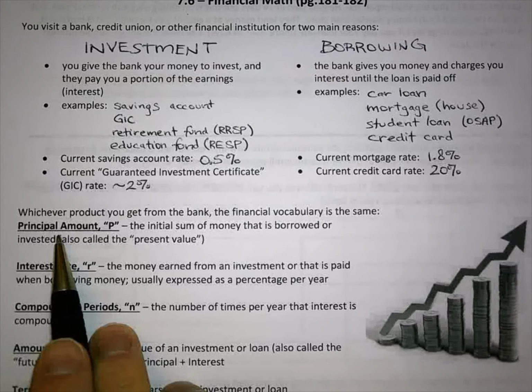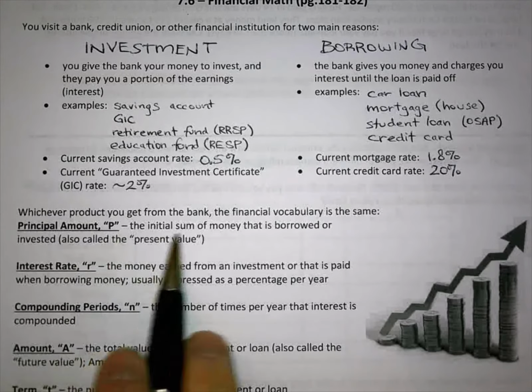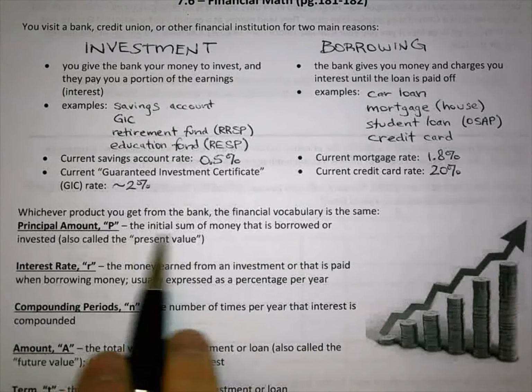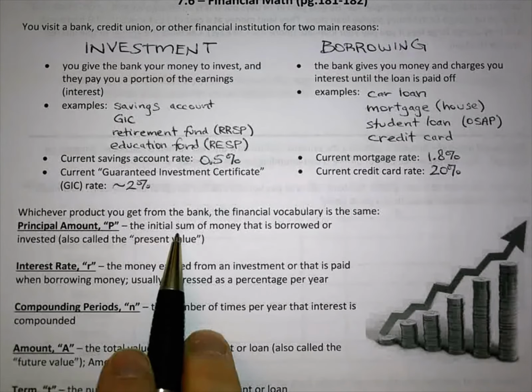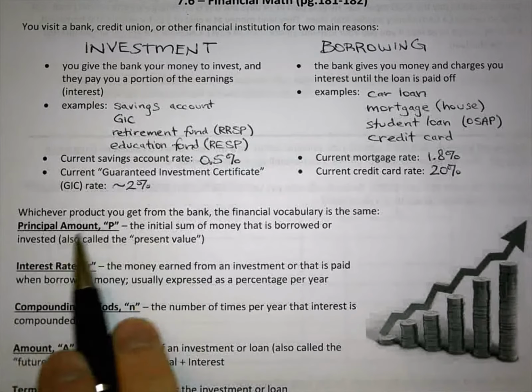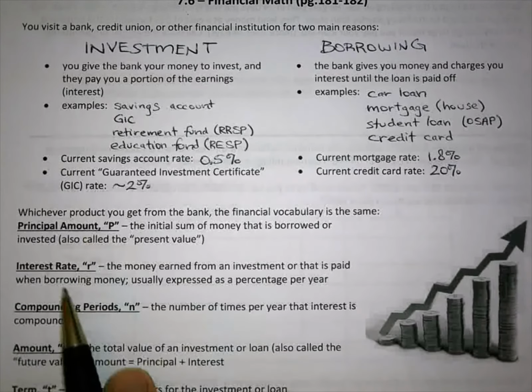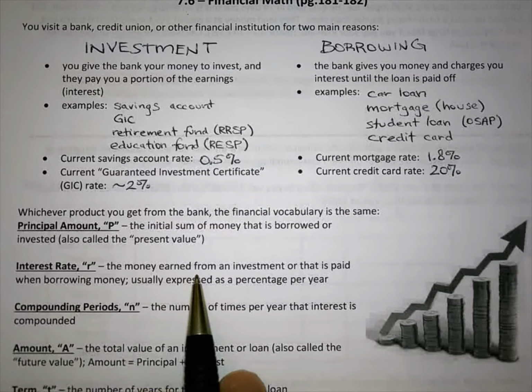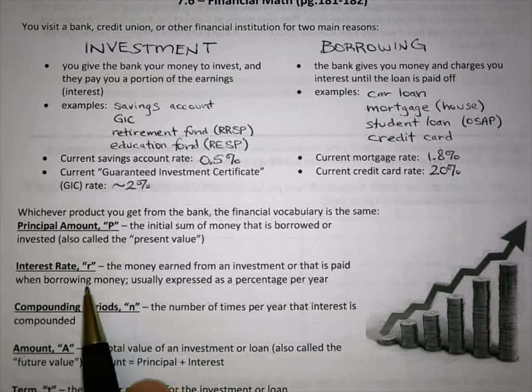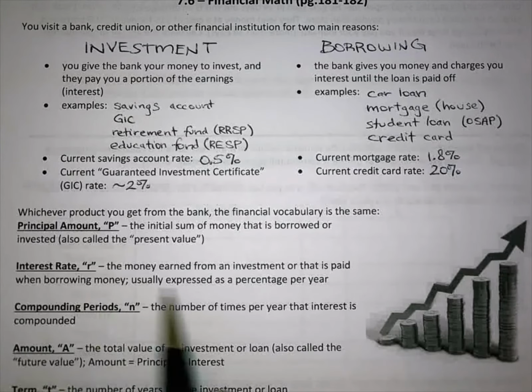We have principal, or P. This is the amount that you invest or borrow. So this is the kind of amount that we're talking about. If you buy a $10,000 car, this is the amount you're borrowing, right? The principal. Interest rate is the money that you earn on the investment or pay on the borrowing of the money, and it's usually a percentage.